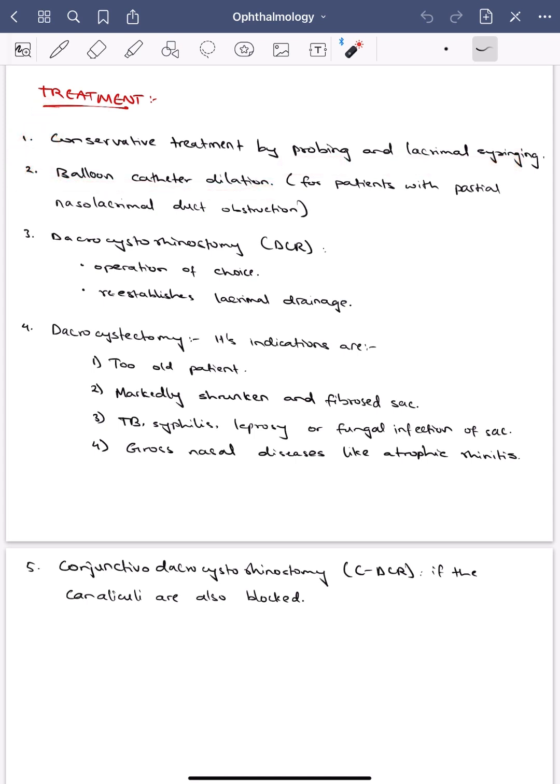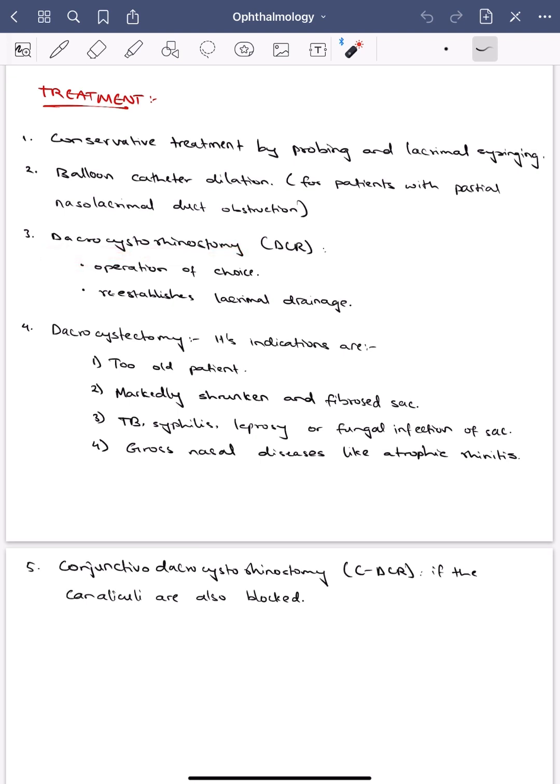Now the third is dacryocystorhinostomy. Now this is the operation of choice for chronic dacryocystitis. So remember, DCR or dacryocystorhinostomy. Now what this does is it re-establishes lacrimal drainage. So this is the operation of choice for chronic dacryocystitis, that is dacryocystorhinostomy.